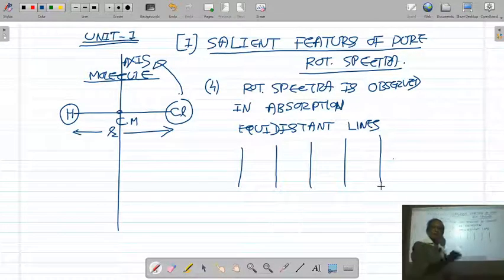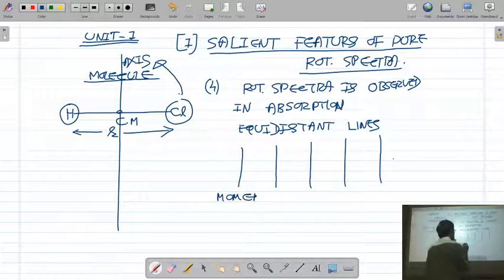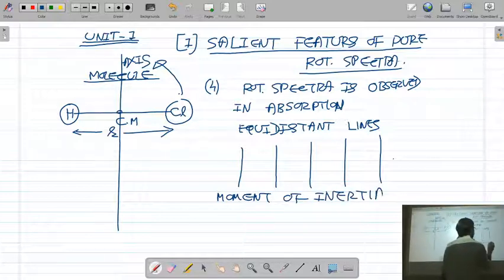Now, what is the application of this rotational spectra? If you study and analyze the rotational spectra, you will be able to calculate the moment of inertia of the molecule, I.